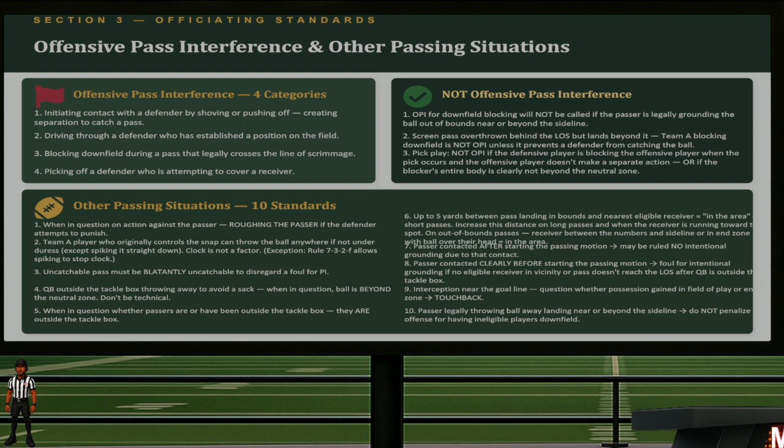Standard 9. If an interception is near the goal line, and there is a question as to whether possession is gained in the field of play or end zone, make the play a touchback. Standard 10. If the passer is legally throwing the ball away and it lands near or beyond the sideline, do not penalize the offense for having ineligible players downfield.